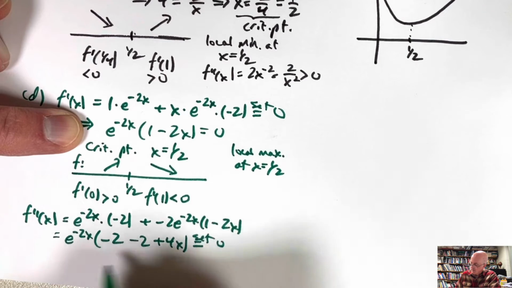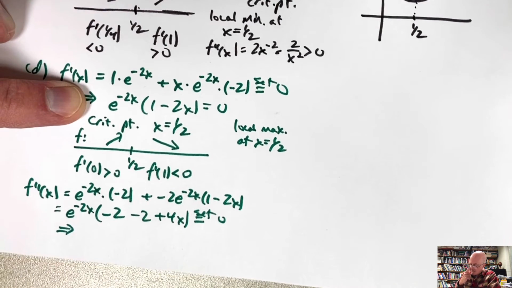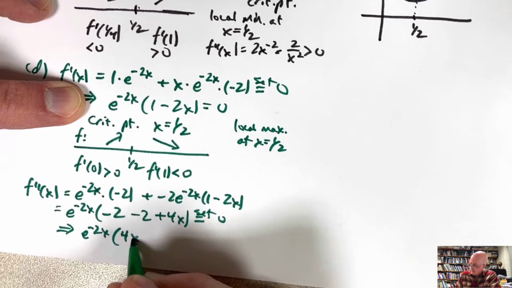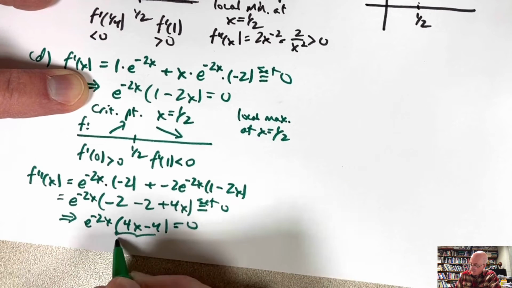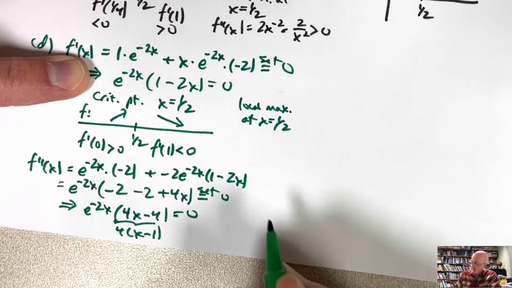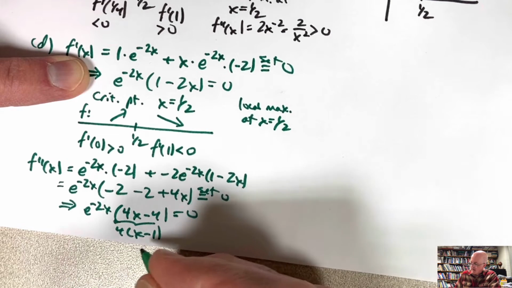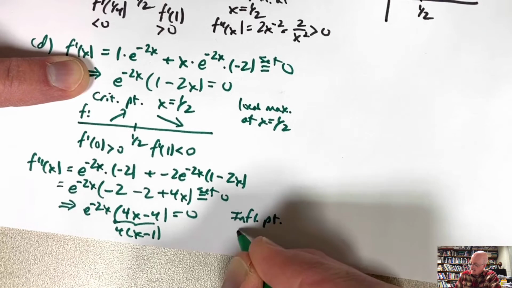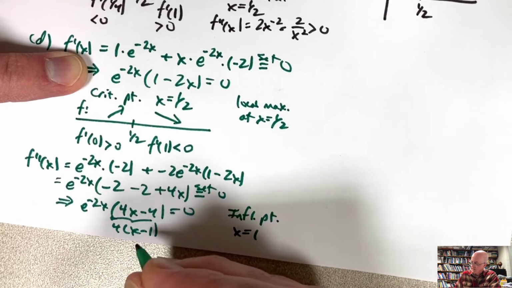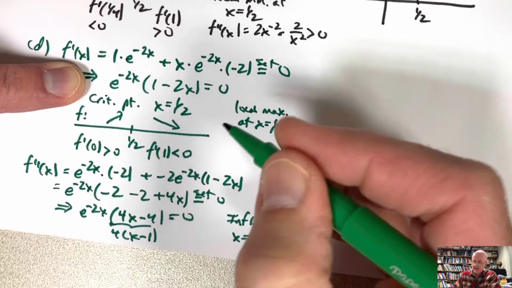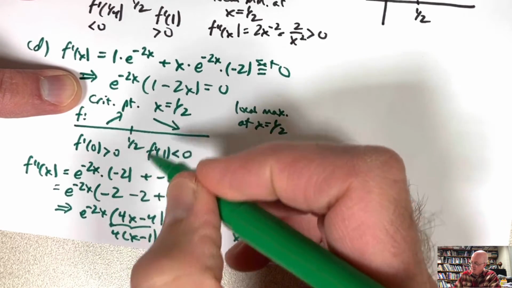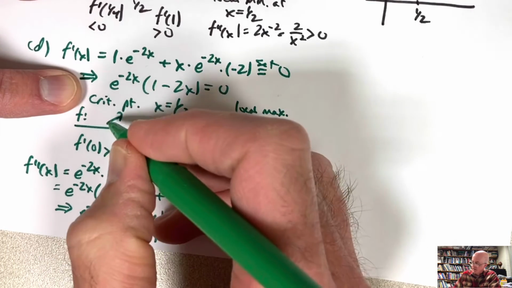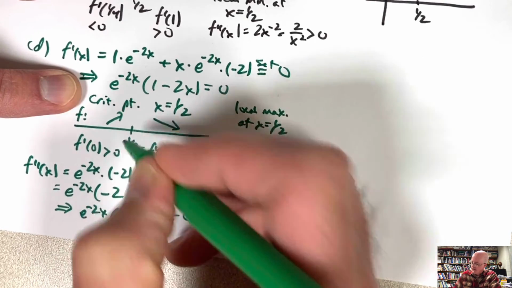Set this equal to 0 to find possible inflection points. We get this equals 0, and this can be factored as 4 times x minus 1. And yes, this will change sign where this is 0. There is a true inflection point at x equals 1 because the second derivative is changing sign. If I also want to use the second derivative test to confirm this is a maximum, you could plug 1/2 into the second derivative right here, and you would see you get a negative quantity. The graph is concave down near 1/2.